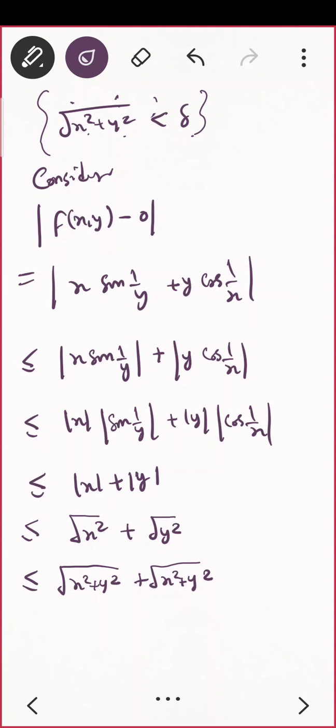Yes? Root of x square is less than equal to root of x square plus y square. Also root of y square is also less than equal to root of x square plus y square. And you know these two are less than delta. So can I say that this is less than 2 delta? So what should I choose my epsilon? Can you tell me?